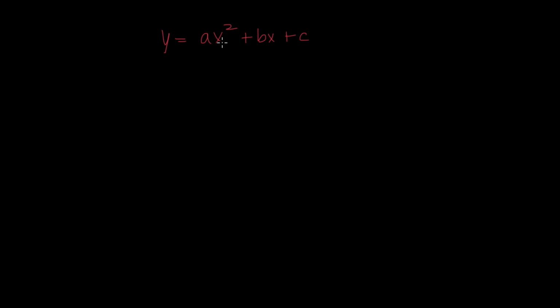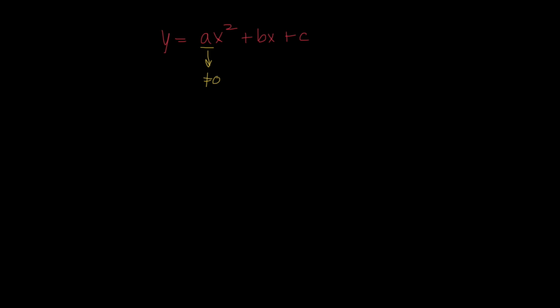And the important thing to note is that in this equation, a cannot equal 0. Because think about it, if a equals 0, then 0 times x squared is just going to make it 0. So this term would just cancel out, and that would leave us with bx plus c, and this just becomes a linear equation. So it's important that a does not equal 0.